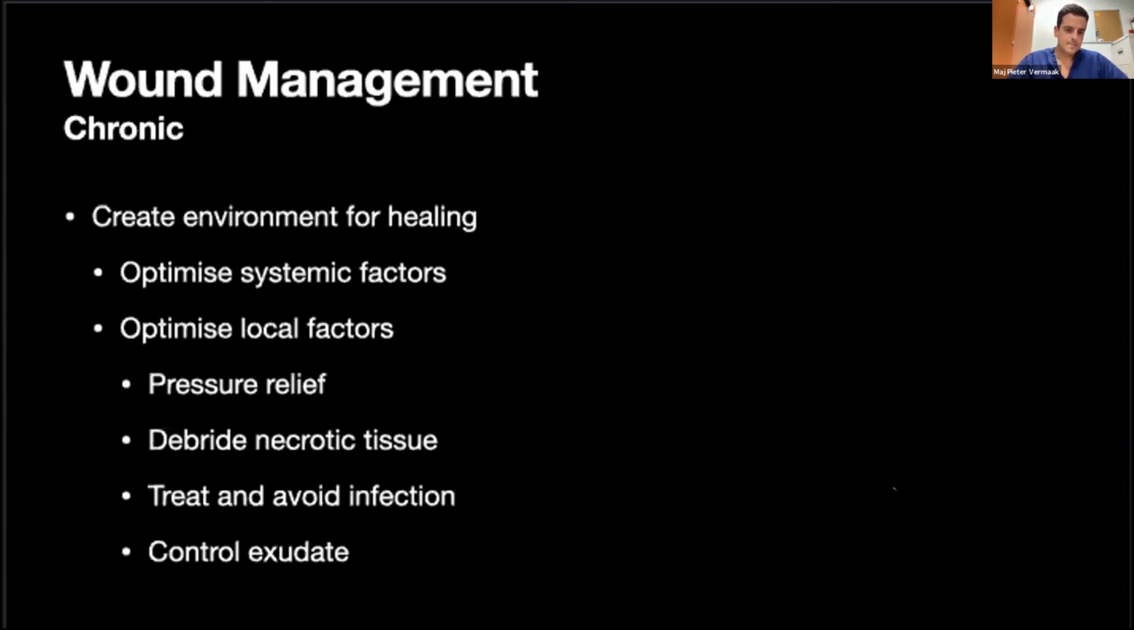So there is this concept of moist wound healing. So we know that moist, occlusive or semi-occlusive environments allow the wounds to heal at twice the rate when compared to a dry one. So it's not often we dry wounds out. We want to keep them in that moist environment because they will heal twice as fast.